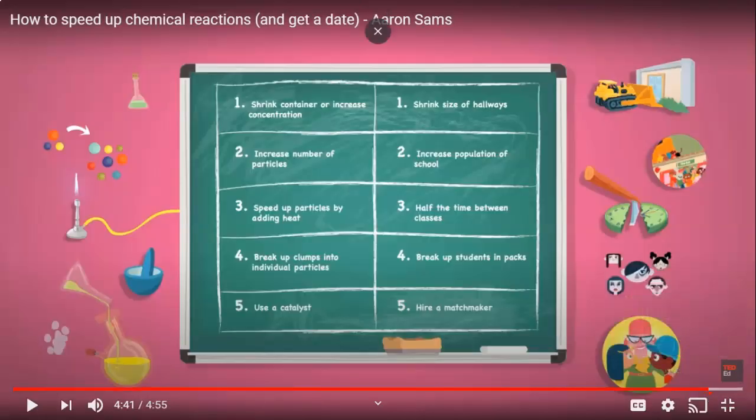Here we go. Okay, so number 1, shrink the container, increase the concentration so that the chemicals are closer together. Increase the number of chemical particles, which again is very similar to increasing concentration. Make them move faster. Okay, that means heating up the mixture, crushing the mixture, okay, so that there's no big chunks, and then using a catalyst. In biology, you might call this using a catalyst as well.